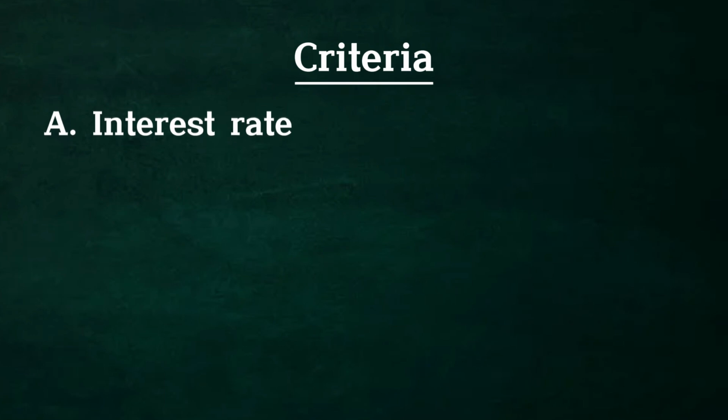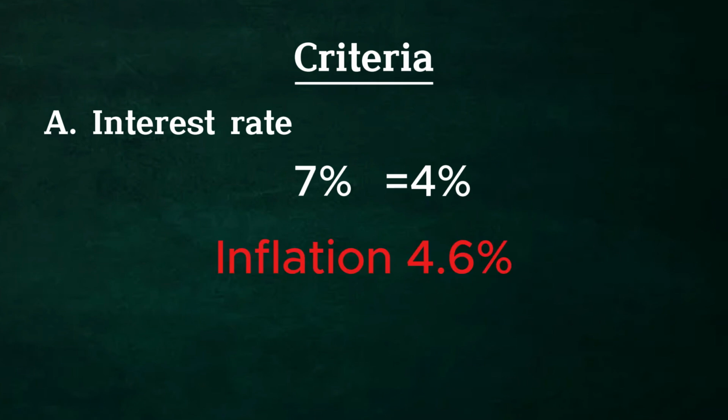Now let's look at other criteria. A, interest rate. It's a percentage you earn as returns on your deposits. The average rate in Kenya is 7% per annum, which is very minimal considering withholding tax and institutional fees are exclusive. So the rate will reduce to about 4% per annum. This won't assist you because your money is eaten up by inflation, which is now at a rate of 4.6%.